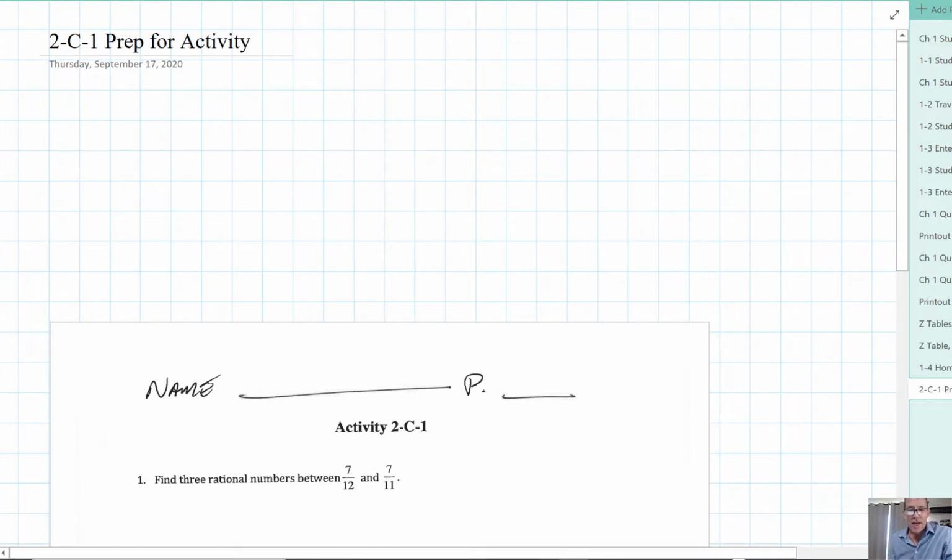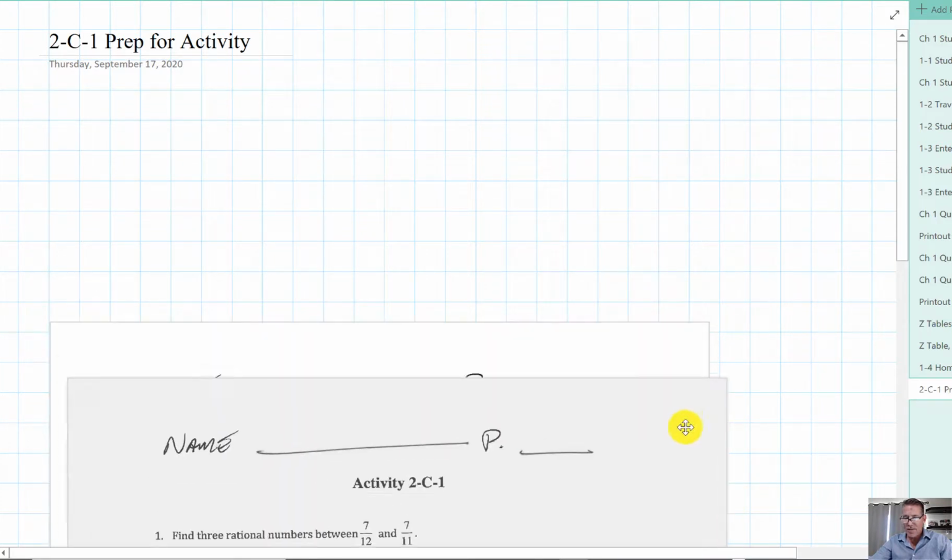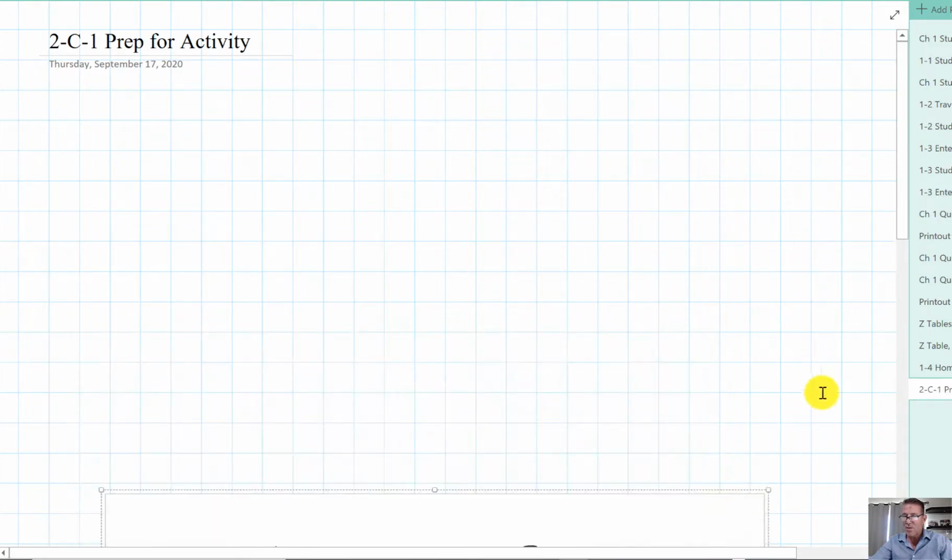So here we go. Let's talk about some basics on fractions here. The whole idea about this one is about finding rational numbers between two given rational numbers, or two given fractions here. And the whole idea of this activity is to explore the concept of what's called density of the rational number set, or the real number set. So let's go over some basic facts here and some things that you need to know.